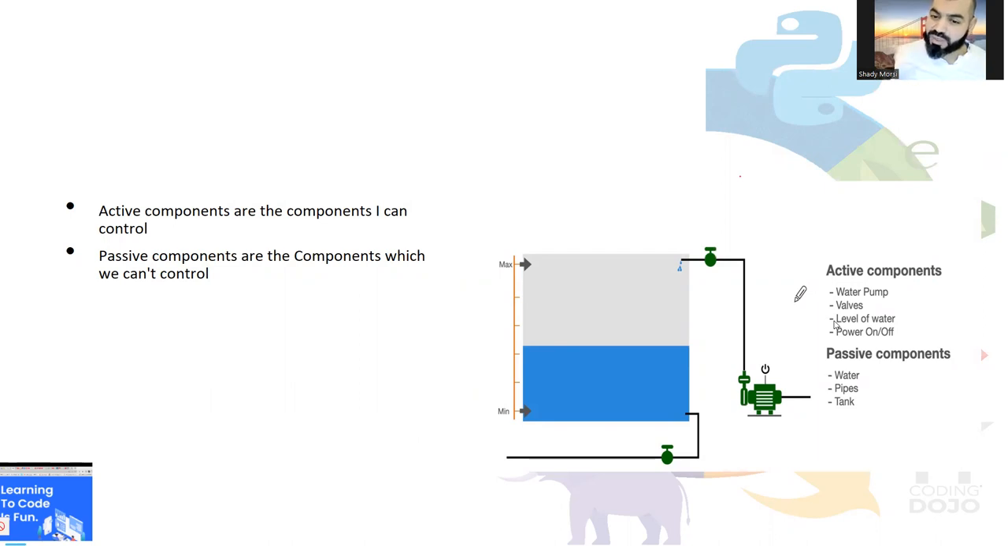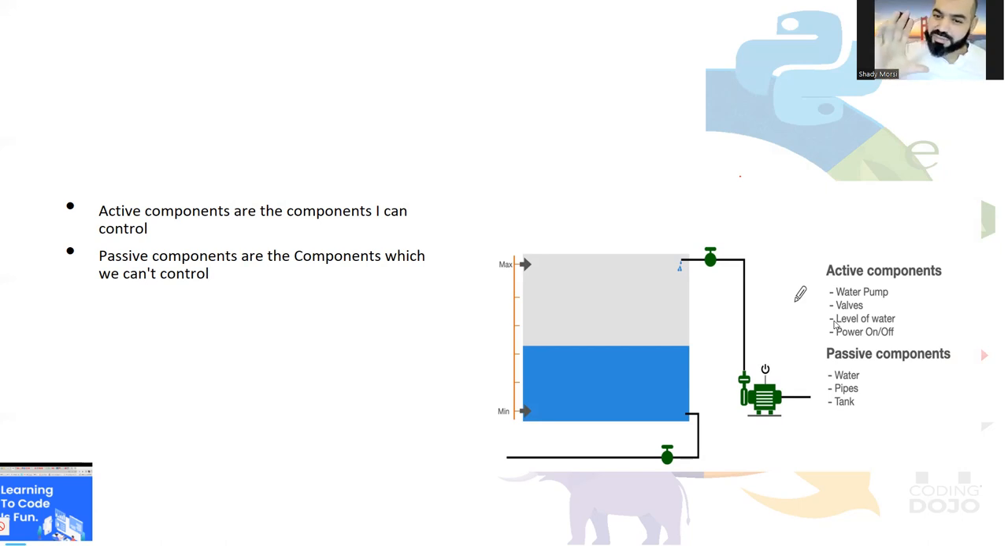The active component is something I can change. For example, the pump, I can change the status of the pump. I can turn it on or turn it off. The valve is also something I can change. It's something I can open or close, right? But the tank, can I change the tank?